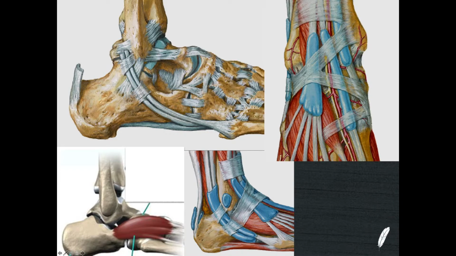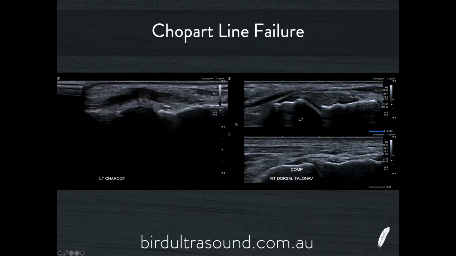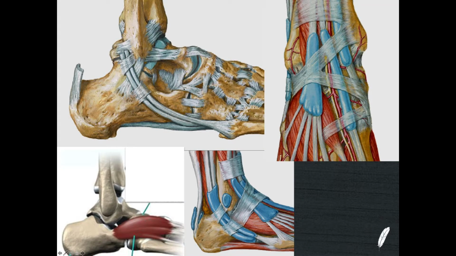And another thing that attaches on here are parts of the extensor retinaculum that run through this area here, which is the sinus tarsi, and we'll touch on those as well. So this is a very busy area of the foot. We can not only see injuries to the Chopart line and calcaneo-cuboid injuries, but also we can have injuries of the extensor digitorum brevis origin and the extensor retinaculum as well.